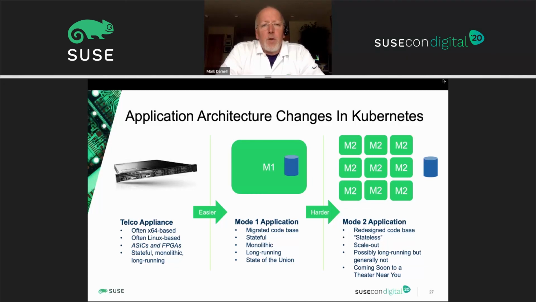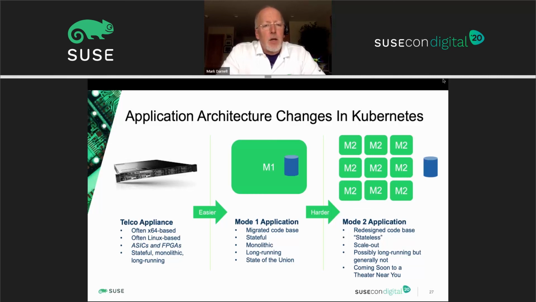So what you see in front of you is a slide that I think we first presented at Nashville, Tennessee, last year's SUSECON. This was an NFV talk. We were talking about what's really happening in the market that people have to go through in order to move from their historical environment, which are telco appliances, into a cloud native or a mode 2 or a 12-factor type application, which is what you see in the rightmost column.